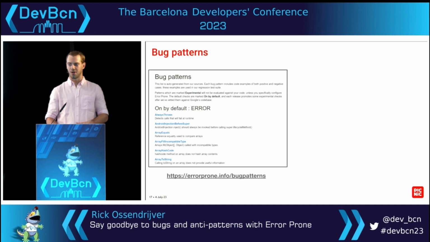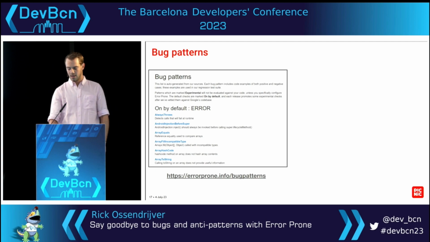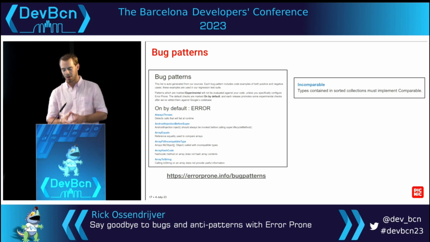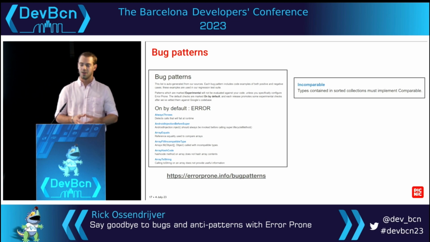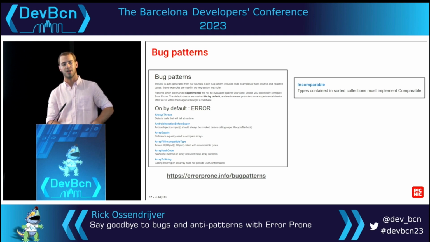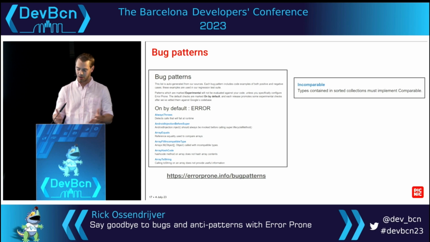So, of course, there is a documentation website where you can find information on all the out-of-the-box provided error-prone checks. Let's go over a few. So there's the incomparable bug pattern that goes over your sorted collections and tries to identify when you're using types that are not actually implementing comparable, because that's likely a bug.